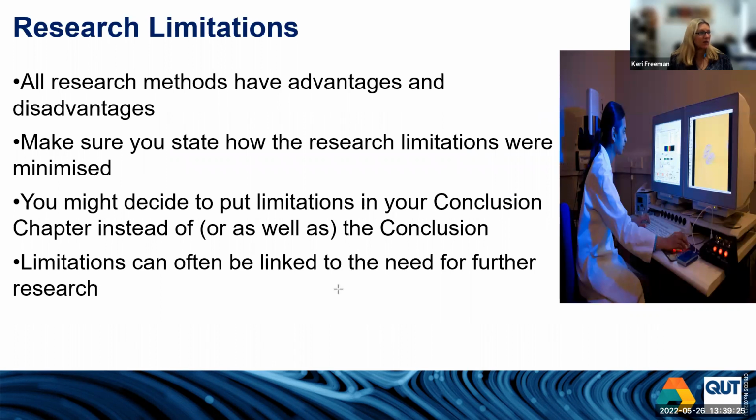All right, so talking about that leads us into our research limitations. All research methods and methodologies have limitations, okay? They just do. There are advantages and disadvantages. It's a reason for potentially doing mixed methods, so you can minimize those. So you need to state this. You might put it in your conclusion chapter, or just in your methodology chapter, so see what your supervisor likes. Often these limitations are then linked to further research. A limitation was that the sample wasn't very big, so we need bigger samples. That's a simple one there.